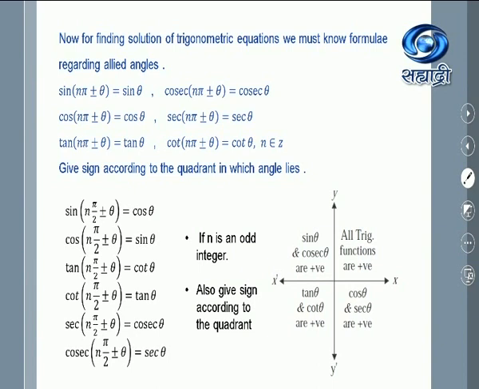But if we consider n as an odd integer, then only the interchange is there. So this n must be 1 pi by 2, or 3 pi by 2, or 5 pi by 2, or 7 pi by 2, then only we have the interchange between the pairs sin cos, tan cot, and sec cosec. But again, we will have to decide the sign, whether it is positive or negative, according to the quadrants which is given here. Clear?